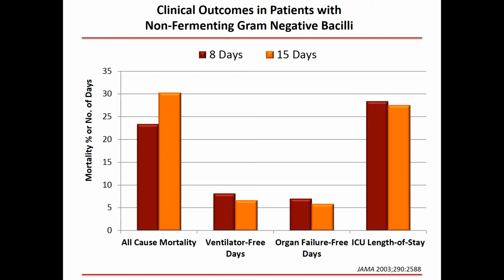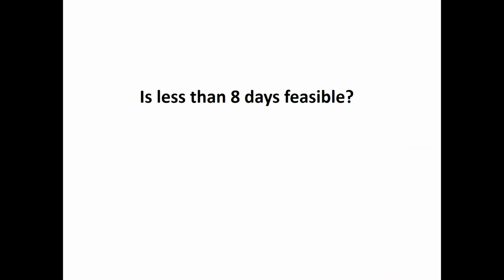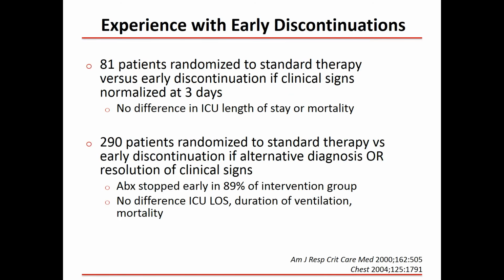Okay, so very nice. I think that tells us that 7 or 8 days is adequate. Could we go below that? Now, there is a nice evolving literature on using shorter courses of therapy for patients with suspected ventilator-associated pneumonia. Here are some of the earlier studies looking at the possibility of earlier discontinuation. The first study was 81 patients randomized to standard therapy versus discontinuation if the clinical signs had normalized at 3 days, and they found no difference in ICU length of stay or mortality, suggesting that short course therapy in a patient whose clinical signs had normalized was fine.